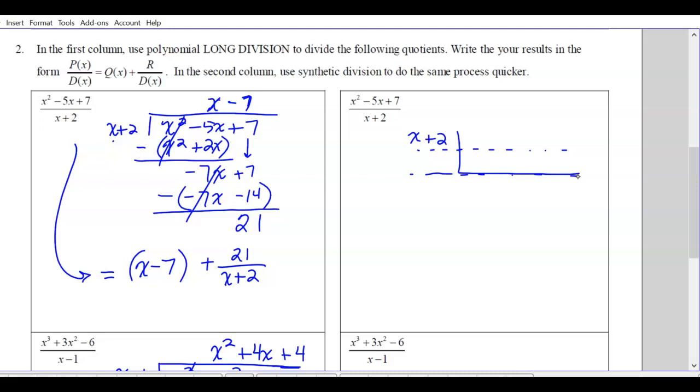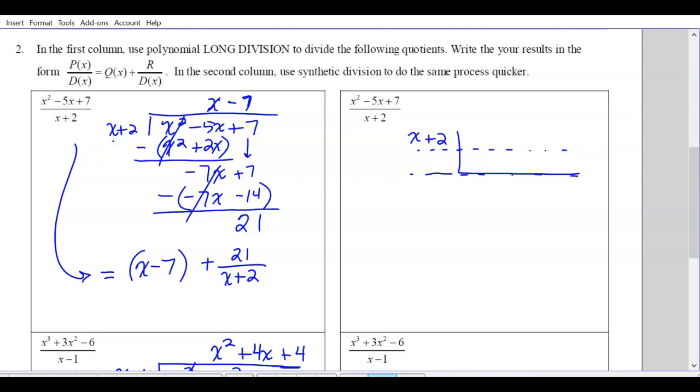Okay. So I put the x plus 2, that divisor, out. You don't have to. You can just put the 2. Okay, but I put that to remind myself because there are 2 versions of synthetic division. And so you don't want to get mixed up which is which. So I put that out because that's like the regular question.